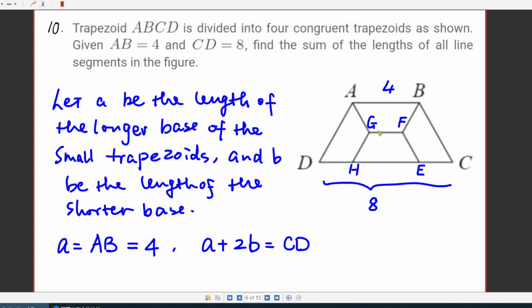Because if this length is A, this length is B, right? And this length is A, this length is A, and this length is B, this is B. And this is A, this is A, and this is B, this is A, this is A, right? And therefore we know B is actually 2, right? And the diagram has 4 segments of length A. You see that?